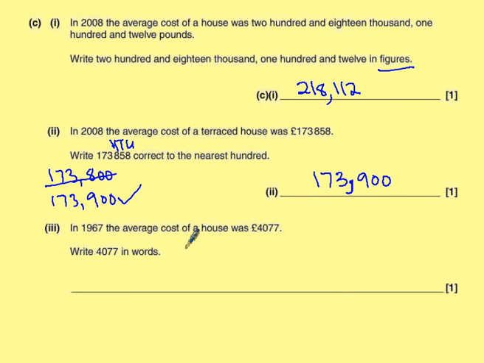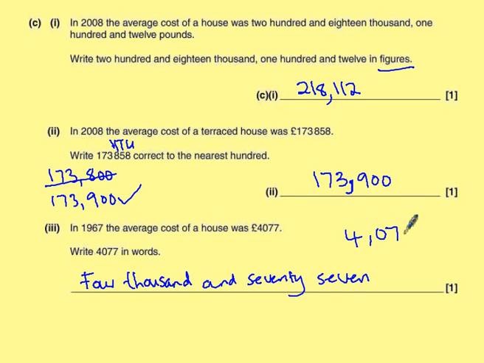In 1967, the average cost of a house was £4,077. Write 4,077 in words. So we've got 4,000 and 77. Okay, 4077 written with my thousand separator, comma separator there, is 4,077.